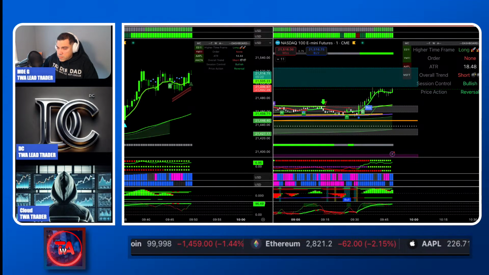I'm moving my stops up on this thing. I'm going to go ahead and lock in some more profits. Okay. Moving one of my micros up right here.